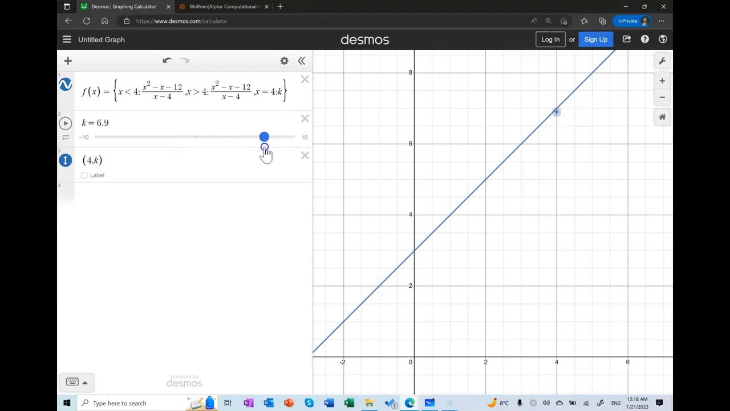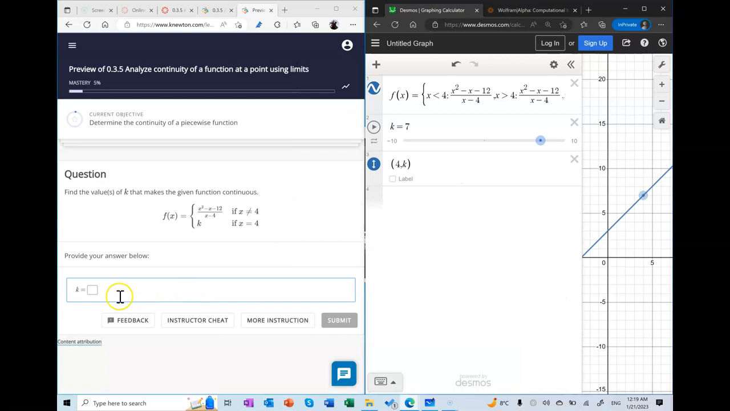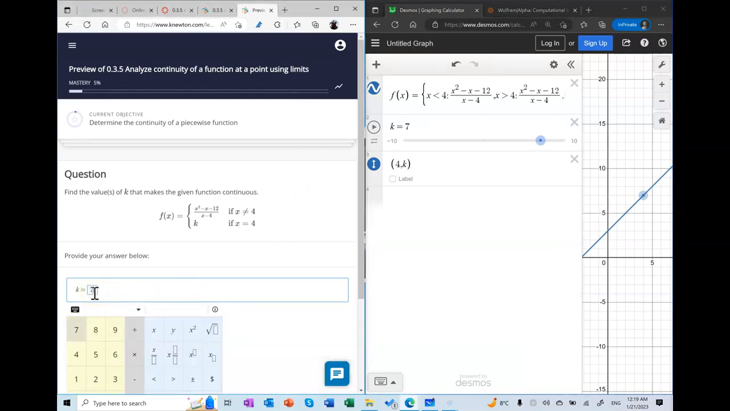Well, I should slide it up, and you realize that at some point that dot will plug the hole in the graph. And now if you just look at the value of k, it's 7. So to answer this question, 7 is the answer.